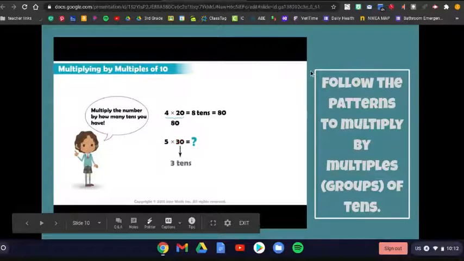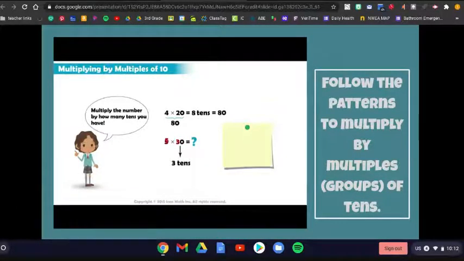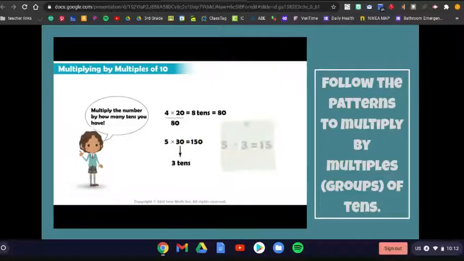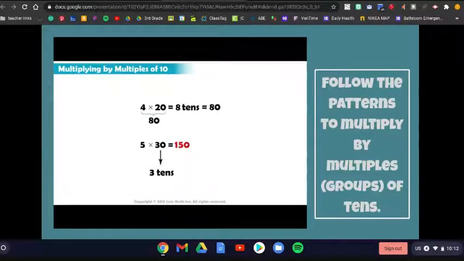30 is equal to 3 tens. So 5 times 3 equals 15. Then we put a 0 after finding the result. Our final answer equals 150.